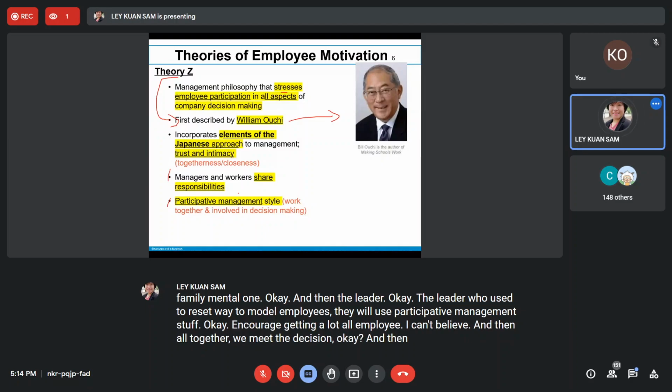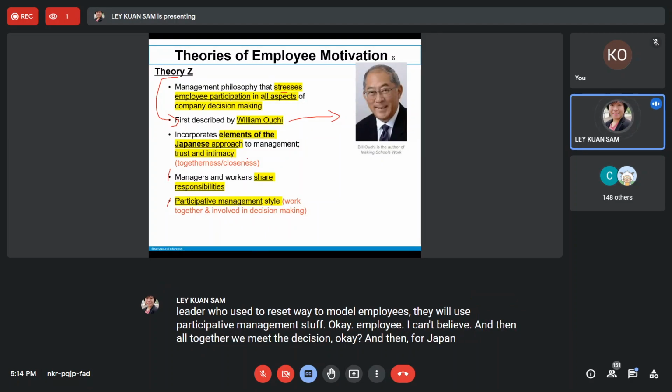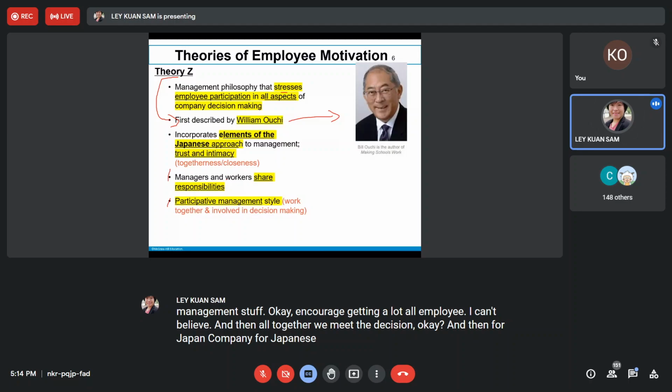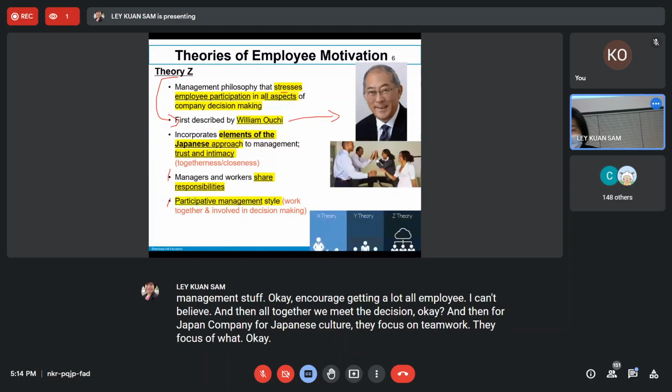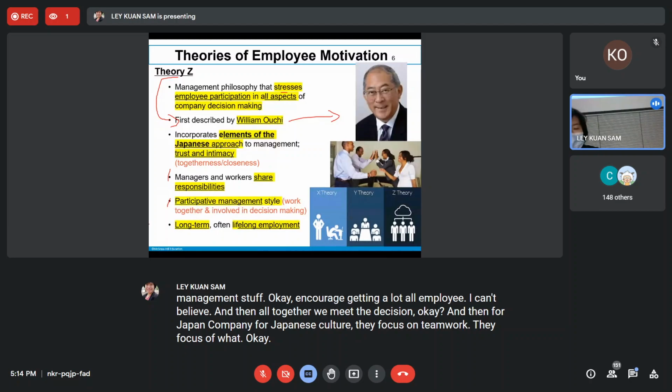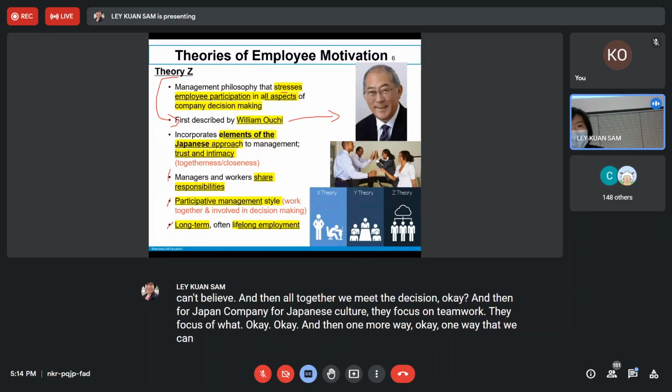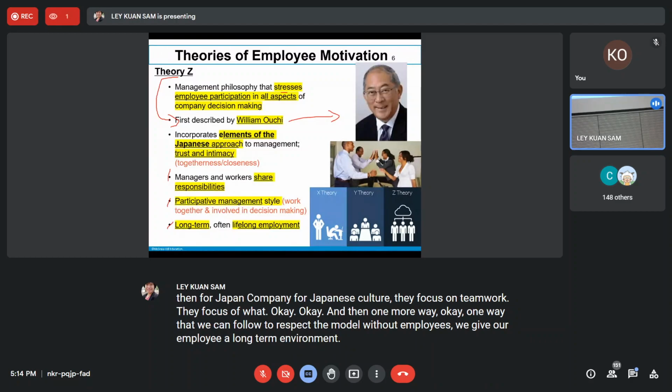Okay, and then for Japan company, for Japanese culture, they focus on teamwork. They focus on good work. Okay, and then one more way that we can follow Theory Z to motivate our employees, we give our employee a long-term employment. Okay, we give our worker a job guarantee.